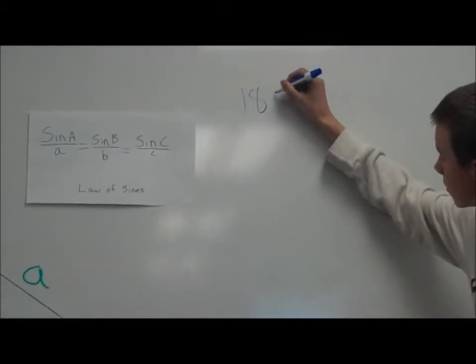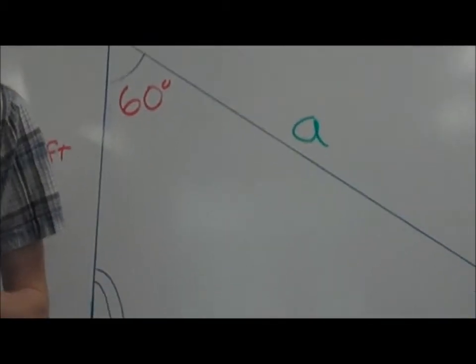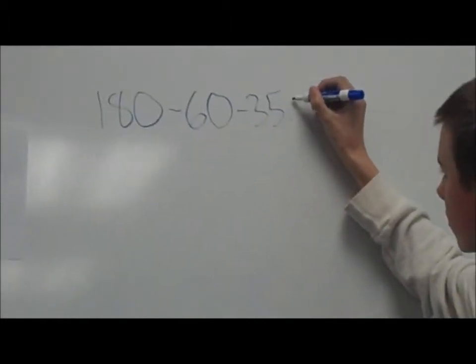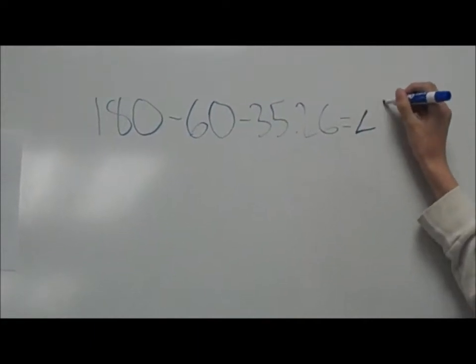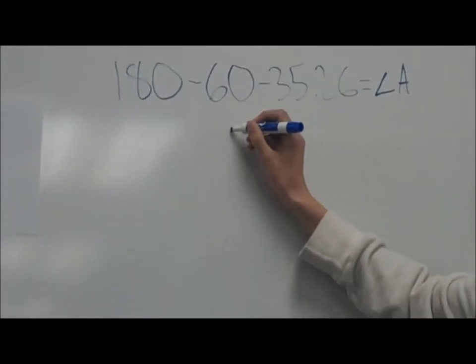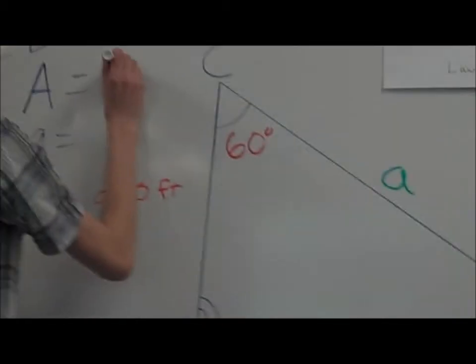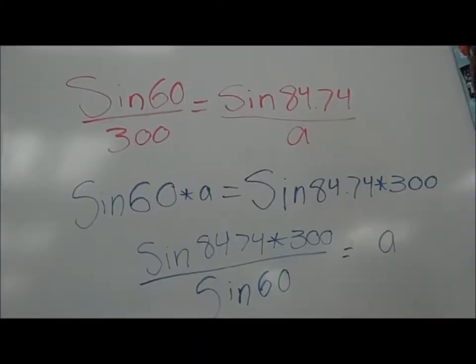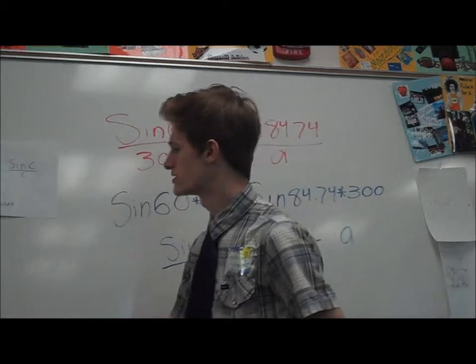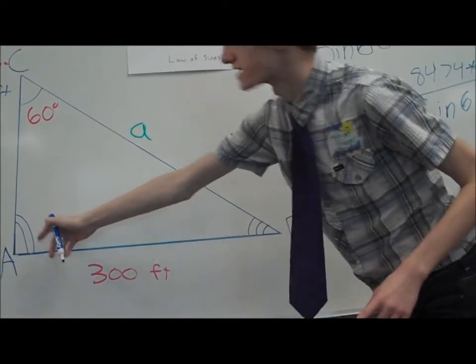Now when you add all the angles of a triangle together, you get 180. So this could be used to find the final angle. So we minus the angle we know, which is 60, and we minus the other angle we found, which is 35.26. And when we minus that all together, we get 84.74. And that gets us our other angle.